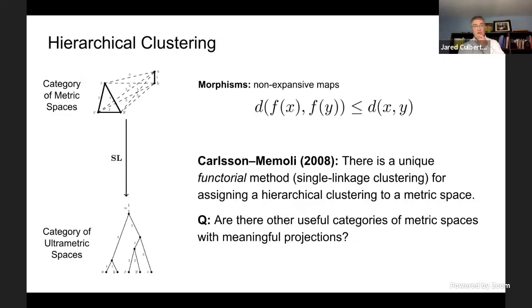And so what we wanted to ask was, are there other useful categories where, if you relax some of the conditions that Carlsson and Mémoli were using, you could find other interesting methods of clustering beyond single linkage? Because single linkage has some negative chaining effects that can happen with it, and also there's quite a bit of information loss, which in an information-theoretic sense could be made precise, going from an arbitrary metric space down to an ultrametric. And so we wanted to know, are there intermediate things that you could do in between those?